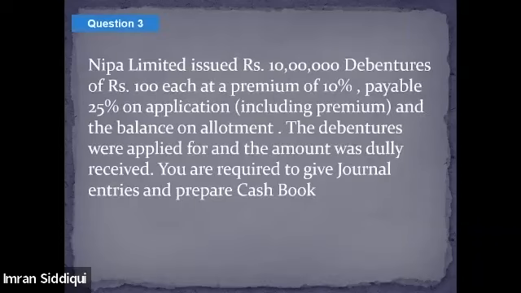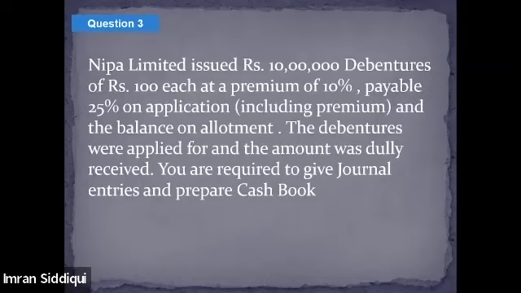Okay, question number three. MEA Limited issued 10 lakh rupees of debentures of rupees 100 each, keep that in mind, at a premium of 10%, payable 25% on application and the balance on allotment. Debentures were applied for, and the amount was duly received. You are required to give the journal entry, and you need to prepare the cash book also.